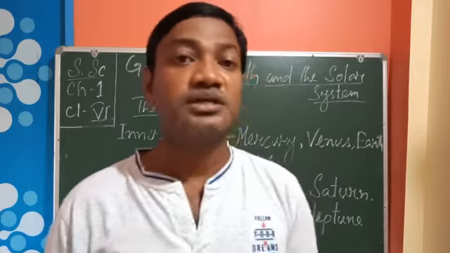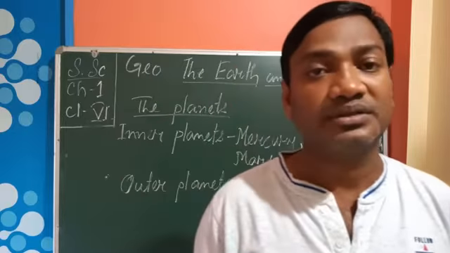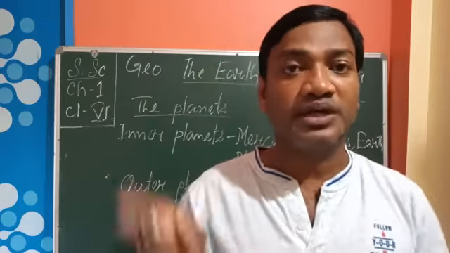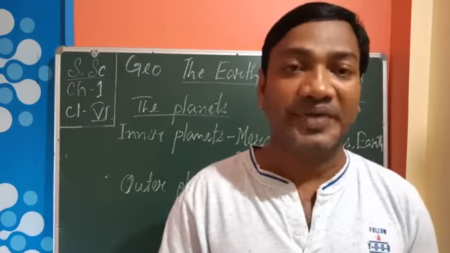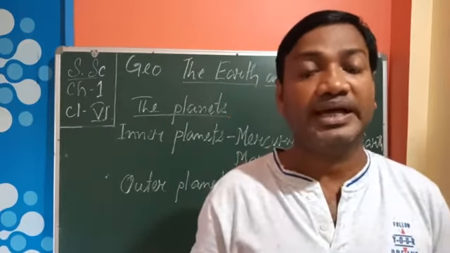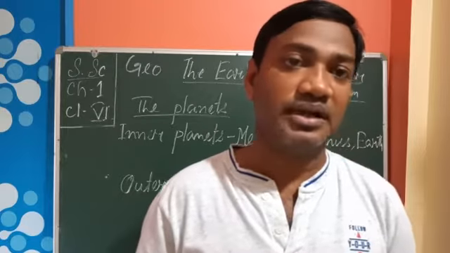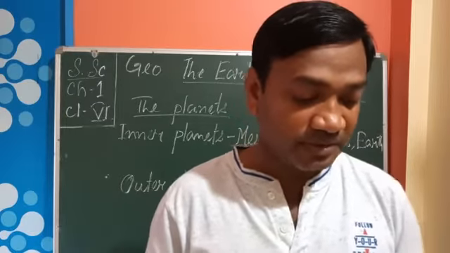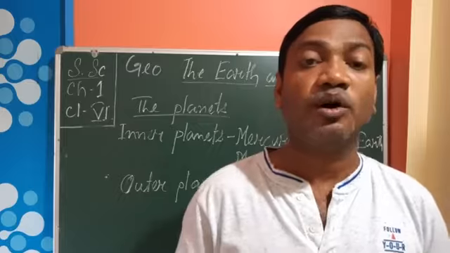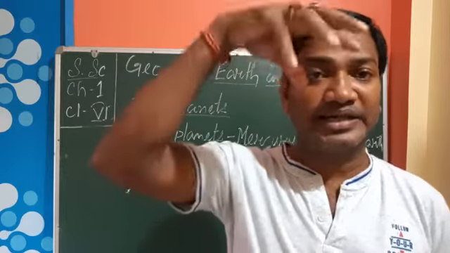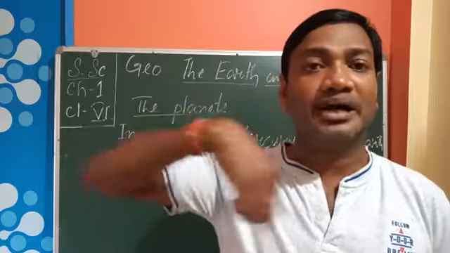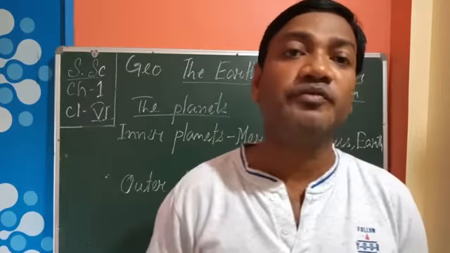All the planets are spherical in shape. So the shape of the planets, all the planets are spherical. That means they are like a ball, like our Earth only. They revolve around the sun. So all the planets move around the sun. Sun is at the center and other planets move around.